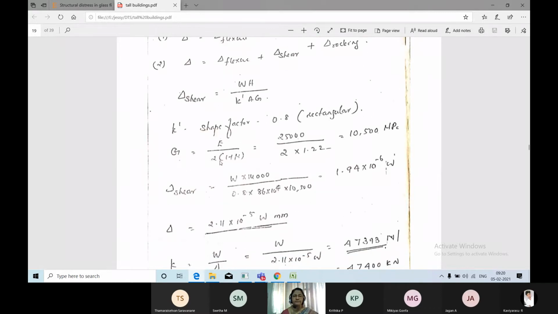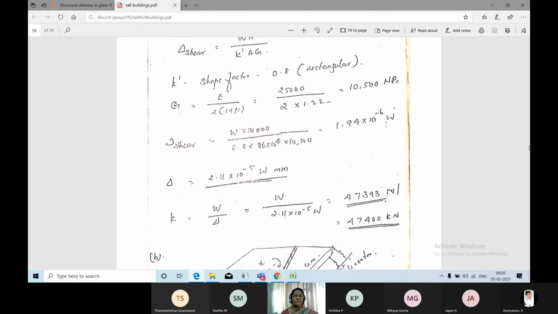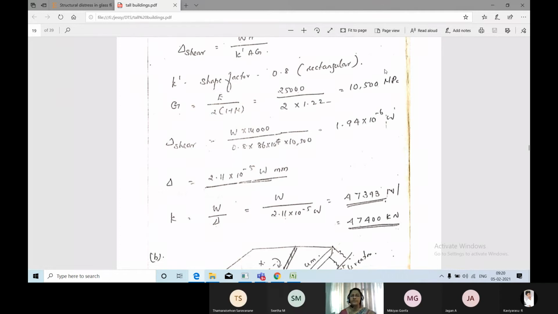G can be calculated. So delta shear can be calculated as W into H. H is 14 meter, but because your E value and everything is given in Newton per mm square, you have to convert it into millimeter. So W into 14,000 divided by K dash 0.8 into area into G value. So you are getting the delta shear.